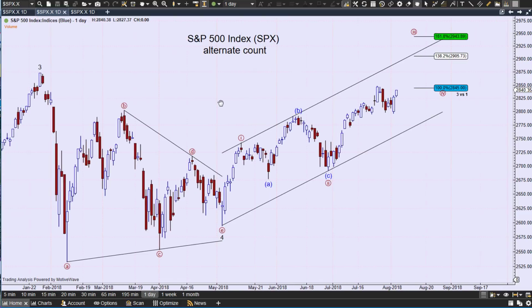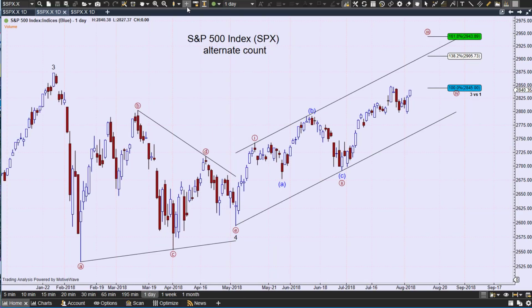The alternate count says, if we take out this high up here by pushing a little bit further, then it confirms that we are not in that bearish scenario, and that we are in some kind of more bullish scenario. The one I've got is a triangle. It can't really be a flat, because this B wave didn't retrace enough of A to call it a flat. Right now, this is the best picture I've got, so I'm saying it's a triangle.